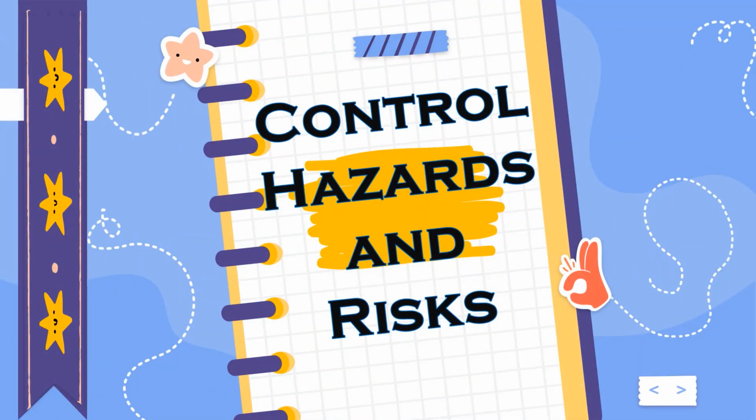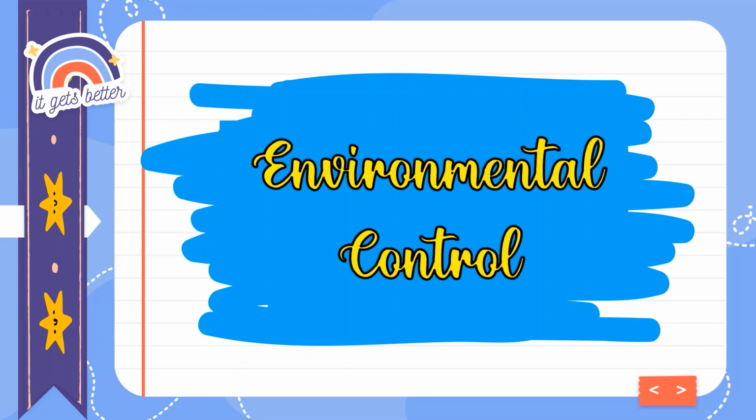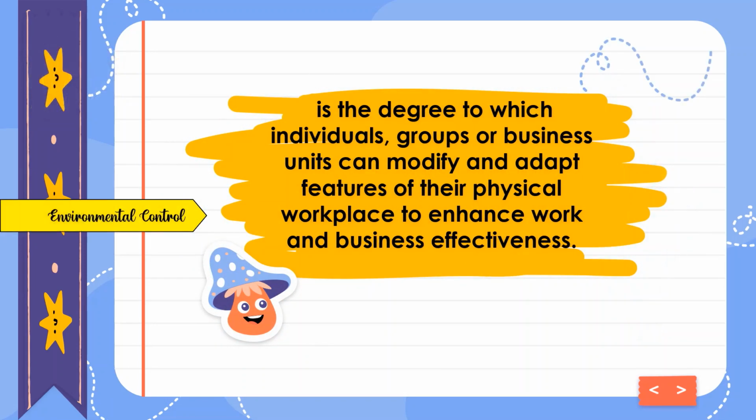Now that we know the most essential learning competency and objectives, let's now define the following concepts for you to understand this topic. Are you ready? Let's begin by defining environmental control. Environmental control is the degree to which individuals, groups, or business units can modify and adapt features of their physical workplace to enhance work and business effectiveness.